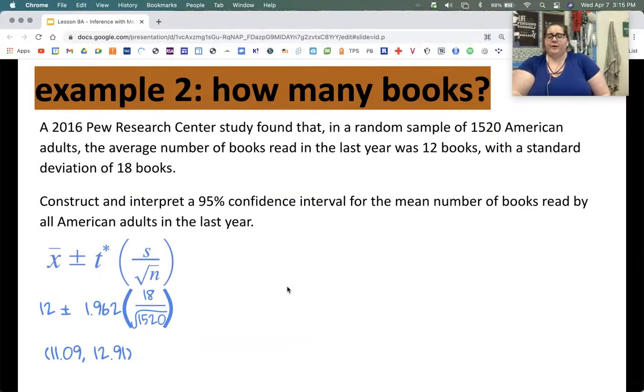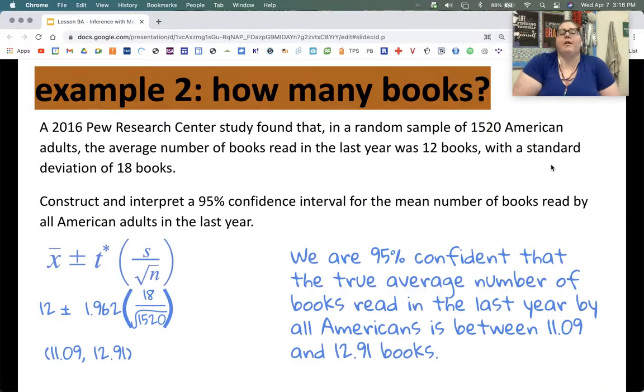And then we interpret that interval, right? We say we're 95% confident that the true, whatever we're trying to estimate, is between those two values. Make sure we include context, and all the specificity that we can handle. So we are 95% confident that the true average number of books read in the last year by all Americans is between 11.09 and 12.91 books. Or we're 95% confident that for all Americans, they read an average of between 11.09 and 12.91 books in the last year. So that is our interval.